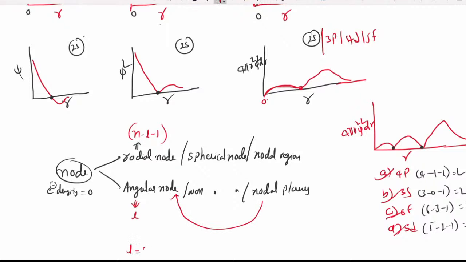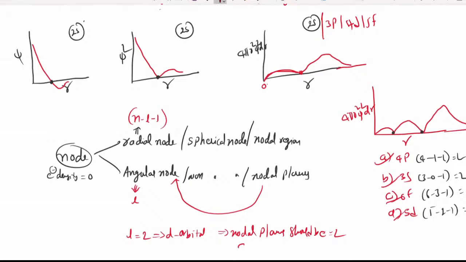So for l equal to 2, which means a d orbital, how many nodal planes are there? Nodal planes should be 2, except for dz square. Dz square has 0 nodal planes, but has 2 nodal cones or regions. Nodal cones are nodal regions. Please underline this, it is a very important point.